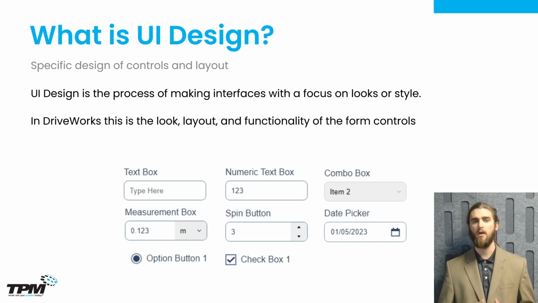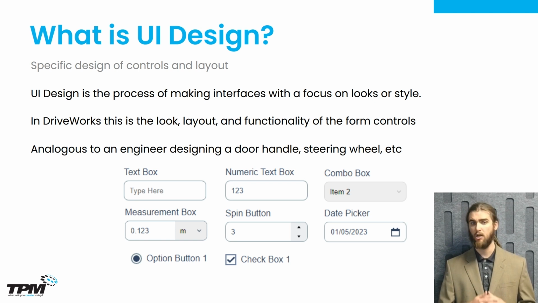UX and UI are terms that are often used together, but they have distinct meanings. A UI designer is focused on the specific design of the controls and layout of the product, where UX focuses on higher level concepts. Bringing it back to designing cars, this is the point where we are designing the door handles, the steering wheel, the dashboard, all the parts that the users interact with. Remember, with UX, we are focused on the experience as a whole.